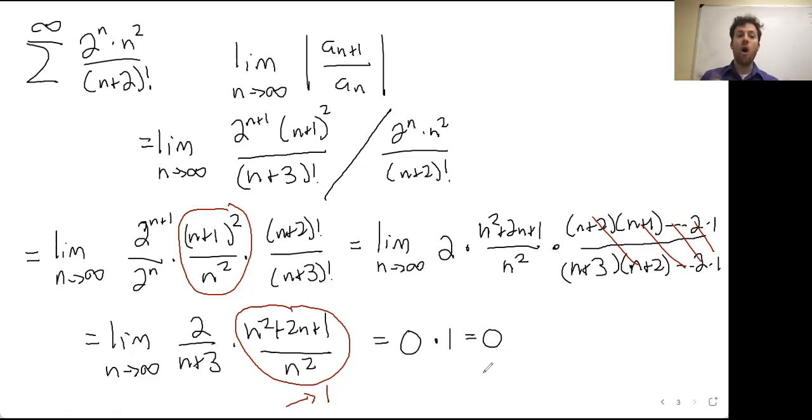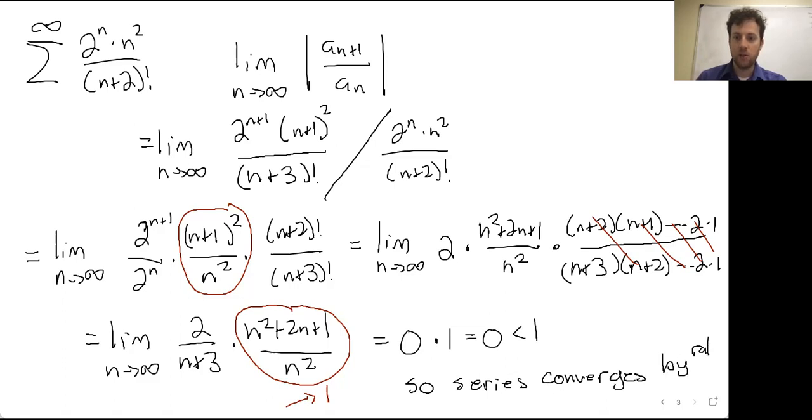Then we need to remember for all of these tests, what do we actually look at? We get this number, what do we do with it? And for the ratio test, what we're looking at is whether this is less than 1. And when that's the case, the series converges, and we'll say by the ratio test. Questions about this one?